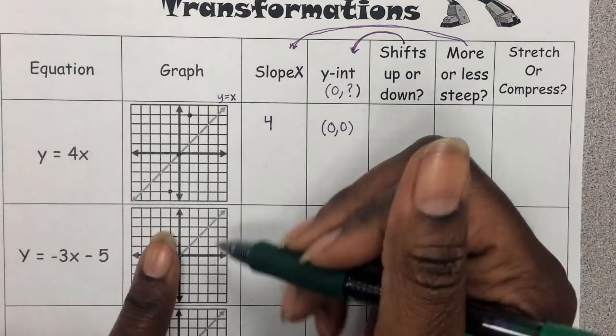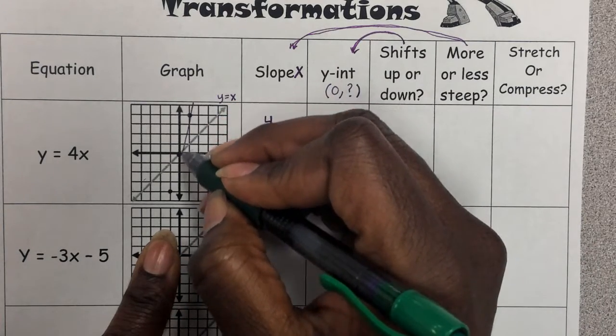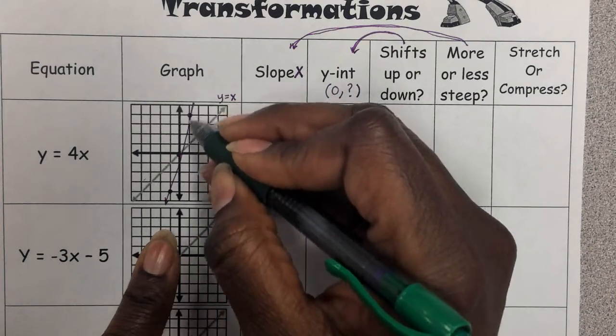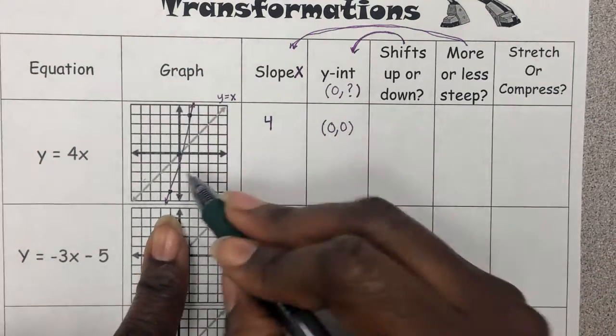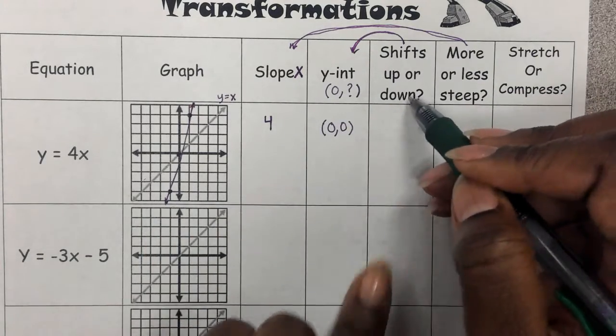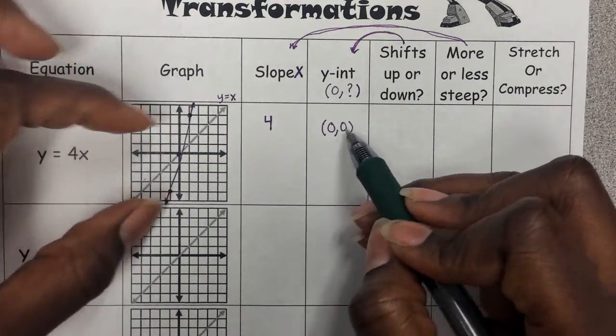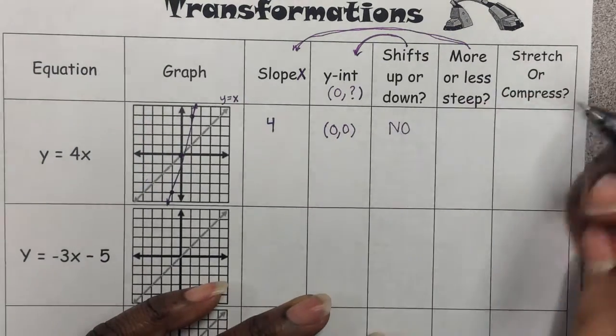And we'll talk about more of the graphing a little bit later. So if you go ahead and connect those 2 points as straight as possible, and yes, it should pass right through the origin. I know my line's not too straight, but remember, we don't have a ruler, so that's okay. So notice, does the line shift up or down? That means, is my y-intercept changed from (0, 0)? No. So I would put no. No shift.